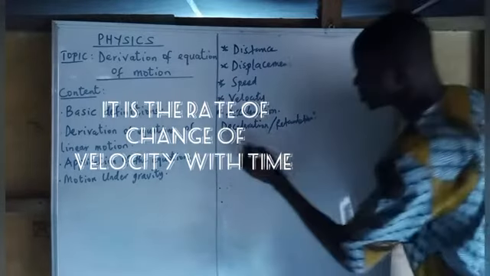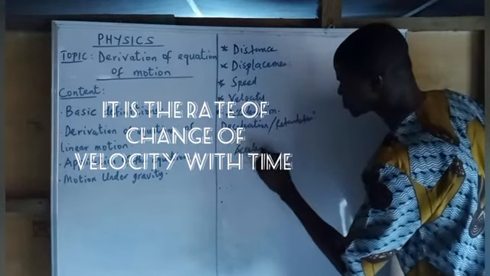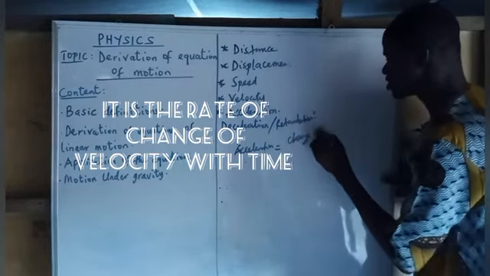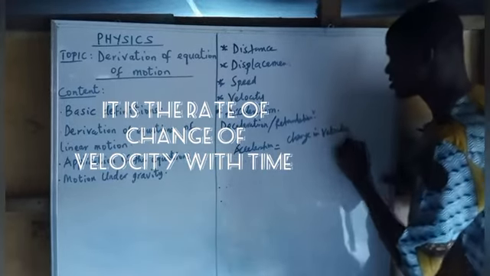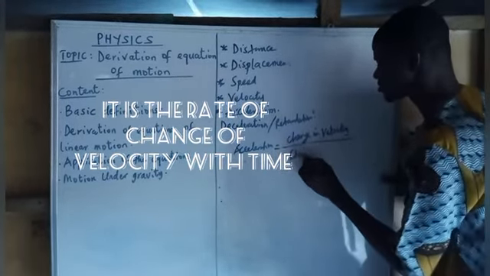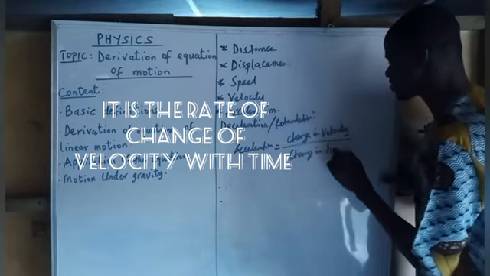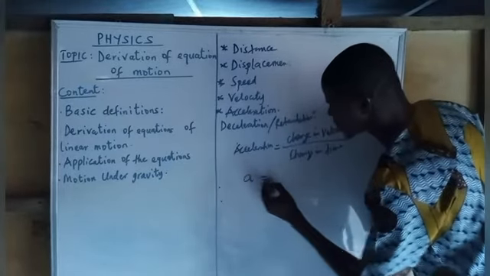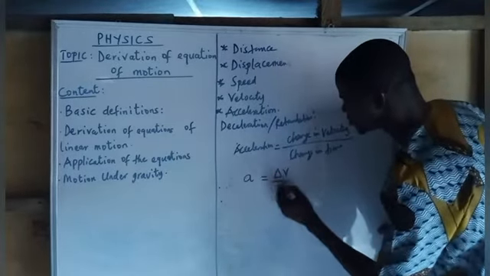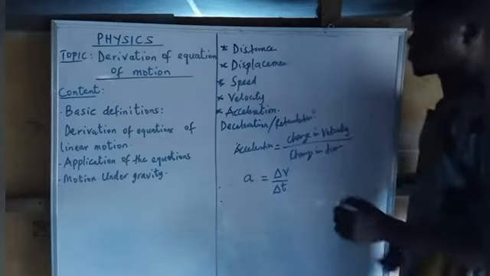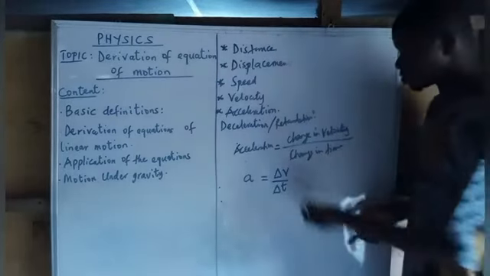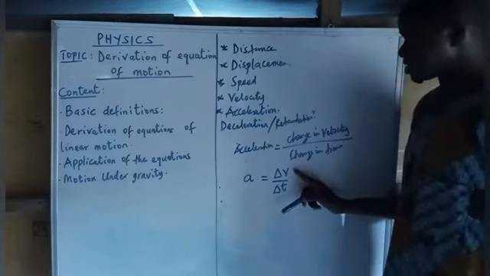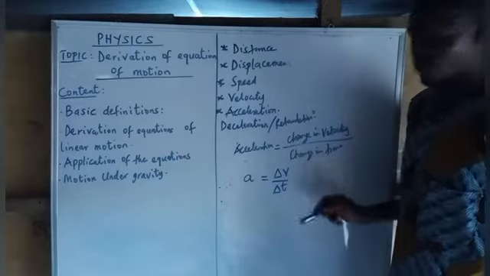That is, mathematically, our acceleration is equal to change in velocity divided by change in time, which we represent with letter A. That is, acceleration A is equal to change in velocity over change in time. If you remember from your basic calculus, mathematics or further mathematics, this change in velocity over time can be represented as delta V over delta T, or dV over dt.